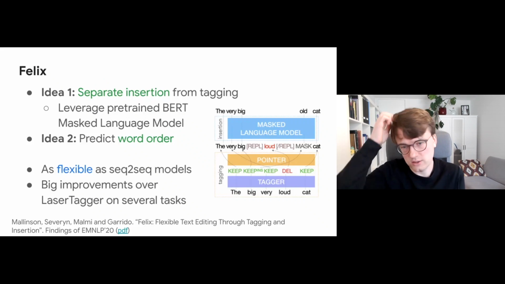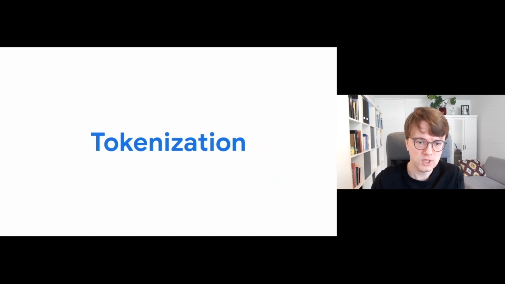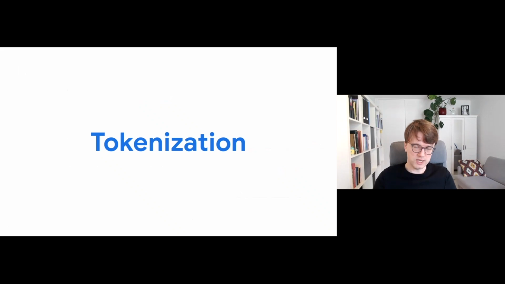Another idea that goes into Felix was that it has a separate reordering component. So there's a pointer network that predicts the order of the input tokens. Still, the nice thing is that all of this is done in a feed-forward manner, so this is still super fast to run and therefore useful for practical setups. And we saw big improvements over LazyStacker on several tasks in the paper. Okay, so that's it about text editing. There are a few papers in the seminar list still around this topic.